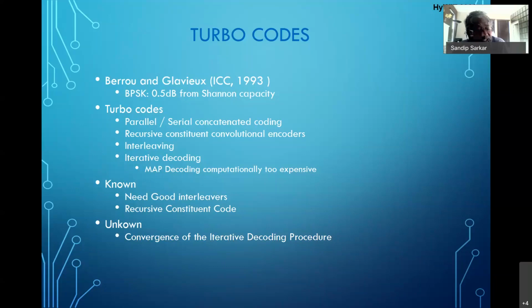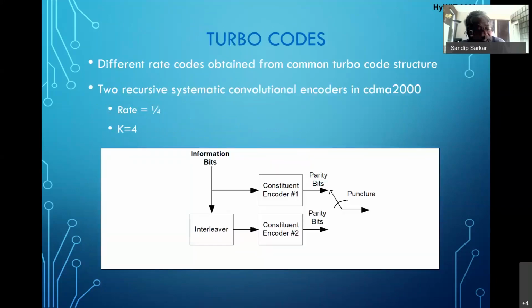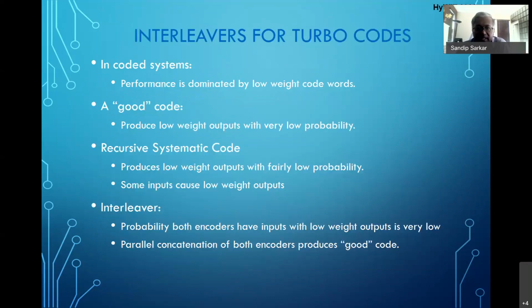Let's look at what this looks like. And this is a parallel. In case of serial, the constituent encoder, interleaver, and the second encoder would be in series. And we have a bunch of parity bits. We puncture them and send them. This is how we generate the turbo codes in CDMA2000.